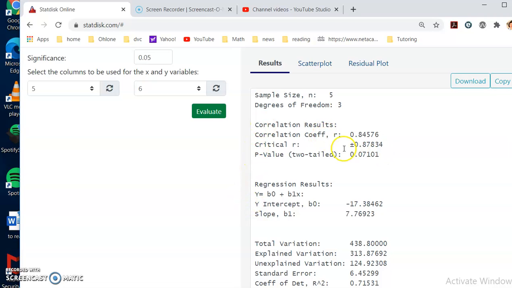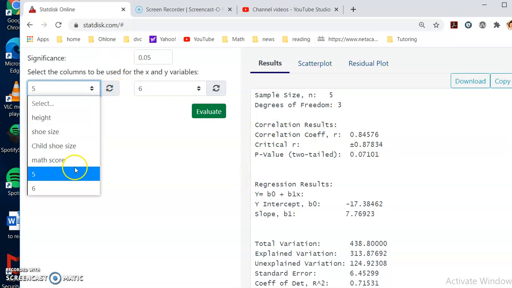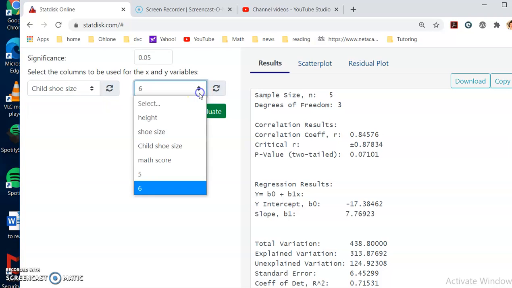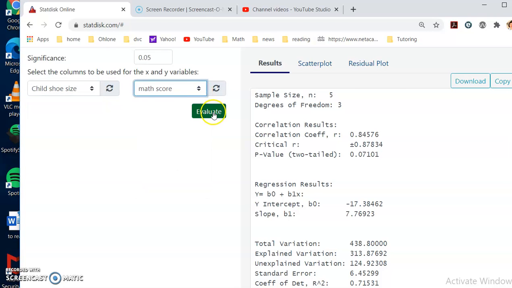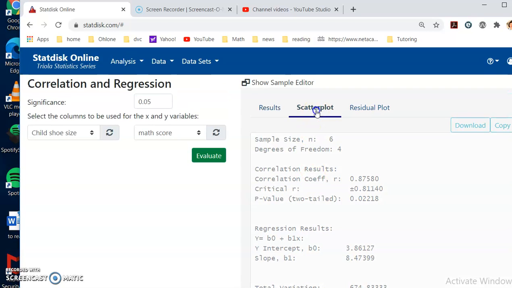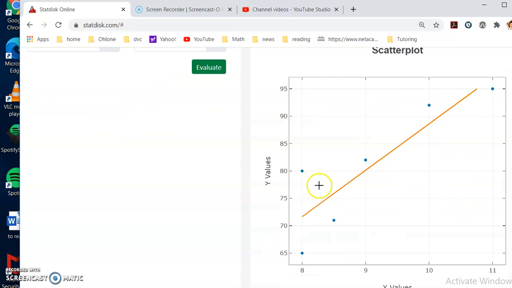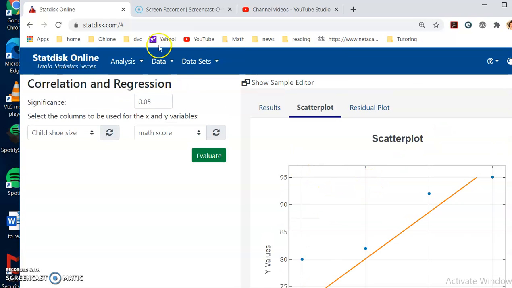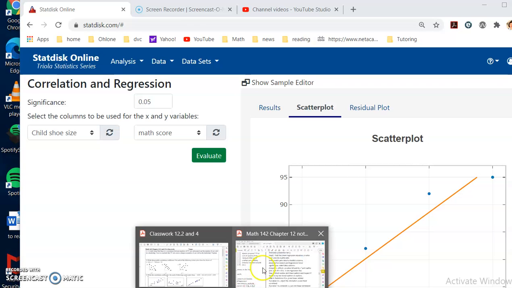I can show this to you. If I want to do child's shoe size and math score again, the things I will write down are R, critical R, and p-value, so that I can verify. I write down the equation, B0 and B1, for prediction, and I also take a look at the scatter plot to see if there's any unusual pattern. Okay, that's the first thing you do.